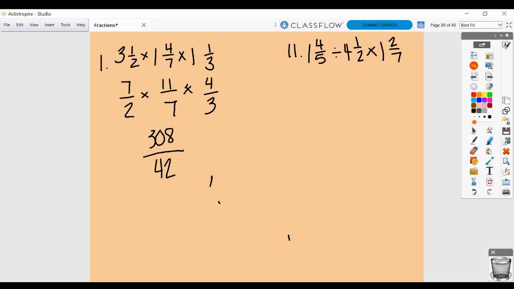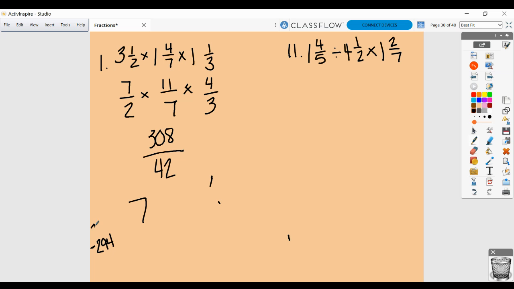Now, you will want to change this back over to a mixed number. So, how many times does 42 go into 308? So you actually will divide this. So 308 divided by 42, and you get 7. Now you need to find the remainder. So 42 times 7 is 294.